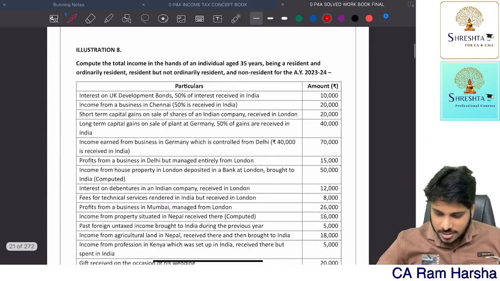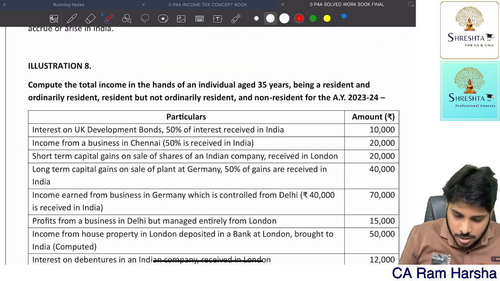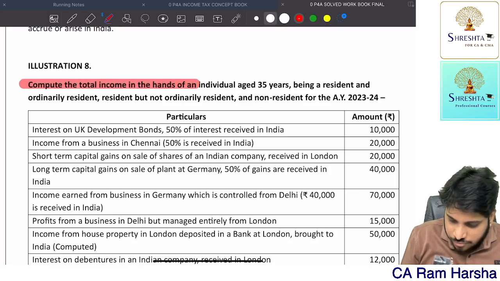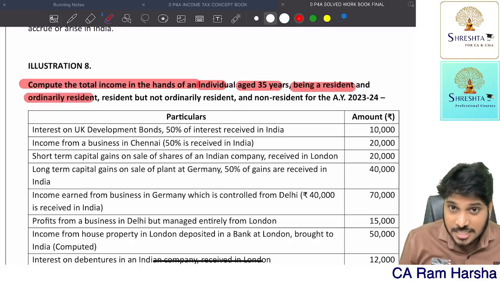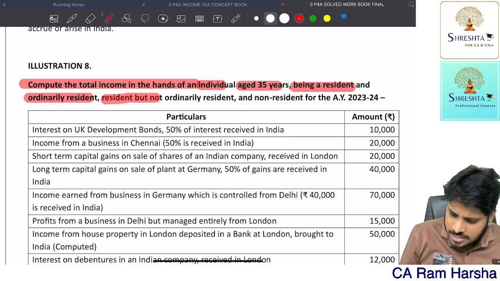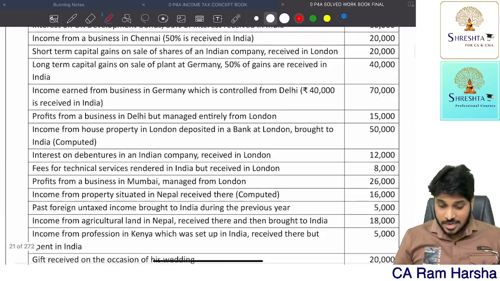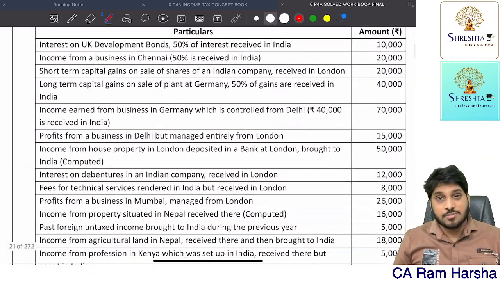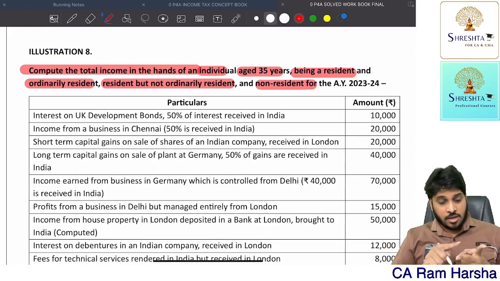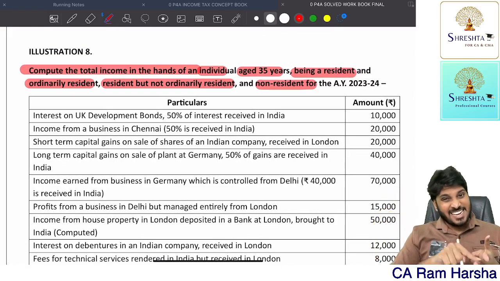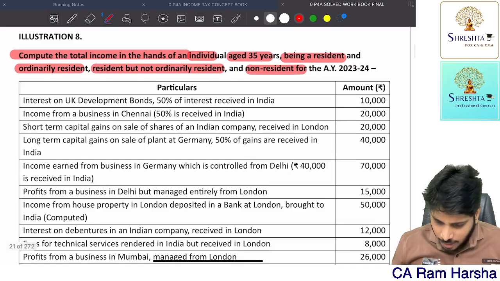Yes. So look at this illustration 8. They're asking you to compute the total income in the hands of an individual, 35 years, being a resident and ordinarily resident, means global income is taxable; a resident but not ordinarily resident; and a non-resident. They are giving so many incomes here and asking you to compute tax. Case 1, if he is a non-resident, how much of this is taxable? Resident but not ordinarily resident, how much is taxable? Very simple. Now tell me.